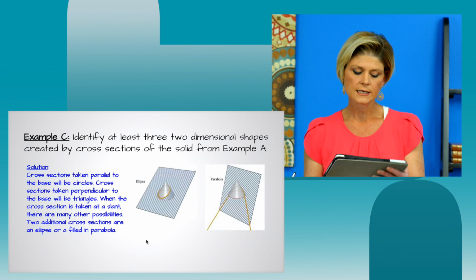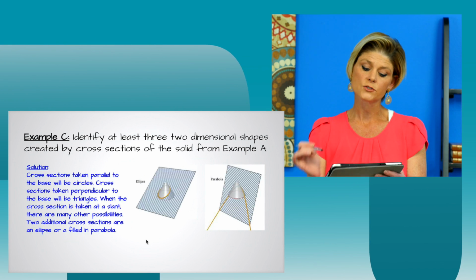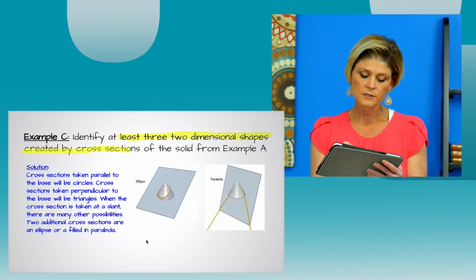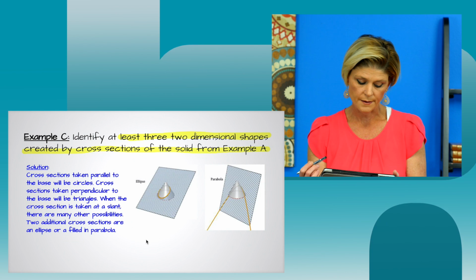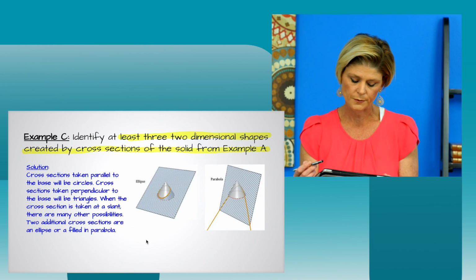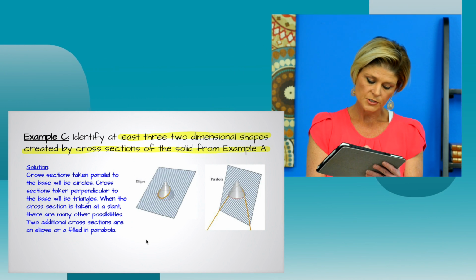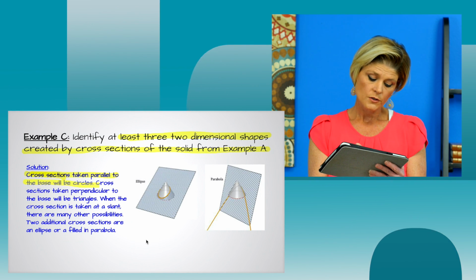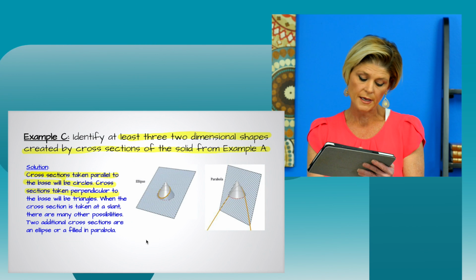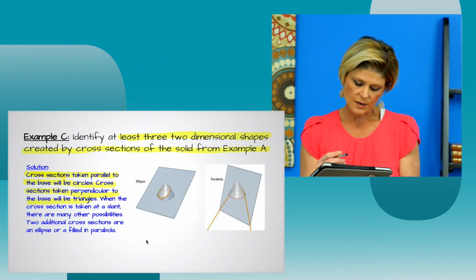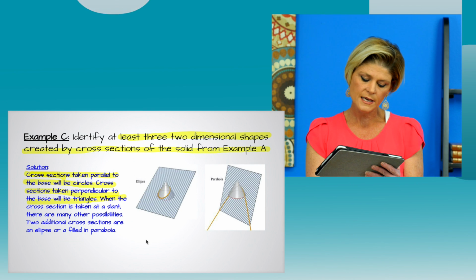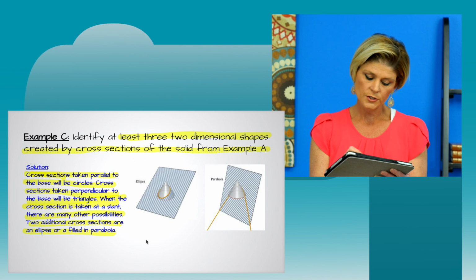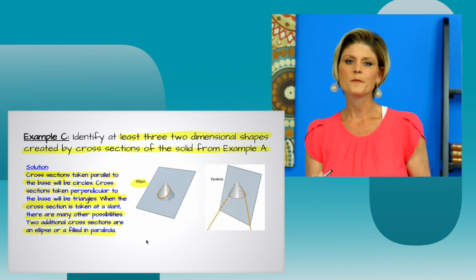In example C, same kind of thing. It says identify at least 3 2-dimensional shapes created by cross-sections of the solid from example A. Let's take a look at the little note here in blue. It says cross-sections, here's our solution. Cross-sections can be taken parallel to the base. They can be taken perpendicular to the base, and they're going to be triangles. And when the cross-section is taken at a slant, there are many other possibilities. 2 additional cross-sections that we could see are an ellipse or a parabola.